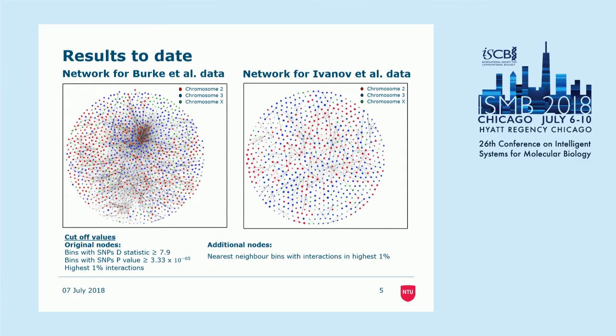interactions. And we also then added additional nodes, which were regions which weren't found using this d-statistic value, but also had interactions with the original nodes in this highest 1% of interactions. And then we did the same for the second data set, except obviously these came with a p-value, so we used a p-value cutoff of 3.33 times 10 to the minus 5, which was an altered p-value that we calculated separately. And again, we added additional nodes.